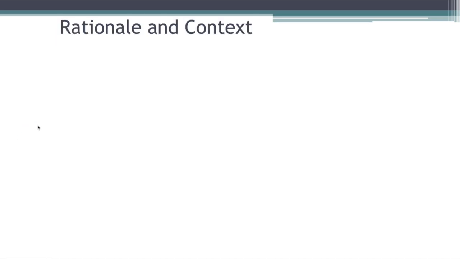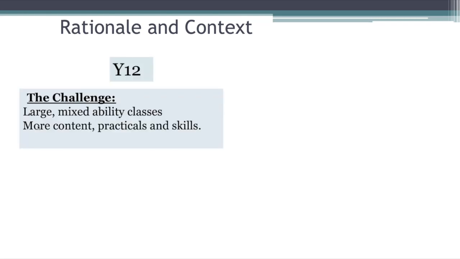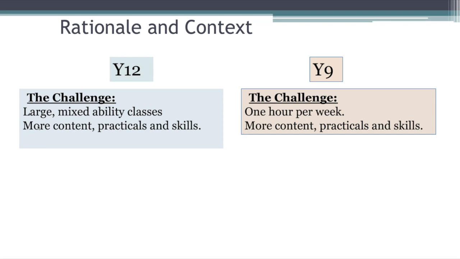So I came across this a number of years ago now when I was noticing that some of my lessons were just chalk and talk because I had to try and get through the theory and I knew it wasn't challenging my students enough. So I wanted to do some research in both year 12 for A-level and year 9 for the start of GCSE to try and overcome these particular challenges.